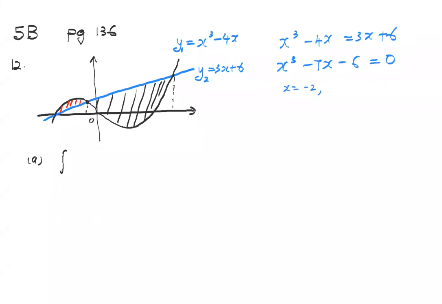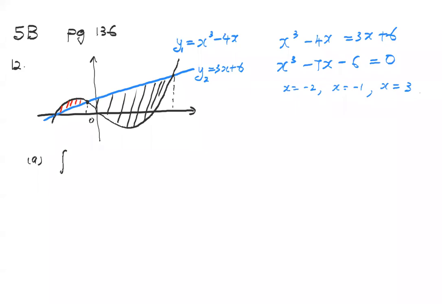-2, -1, and 3. Am I right? Okay. So you have to break it into two parts. You don't care where the area is, whether it's above or below the x-axis. So what you need to take note of is, you're supposed to see which curve is above.